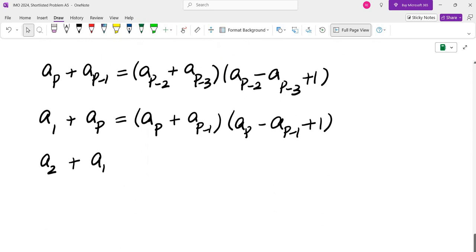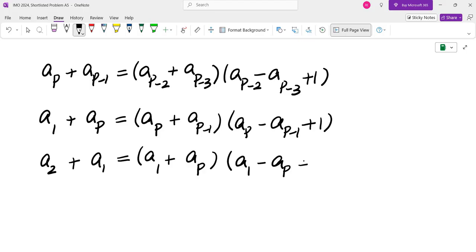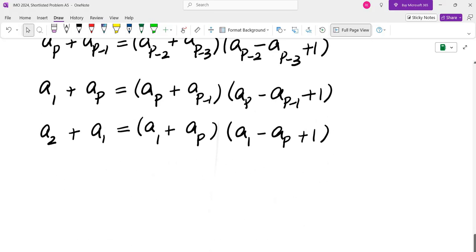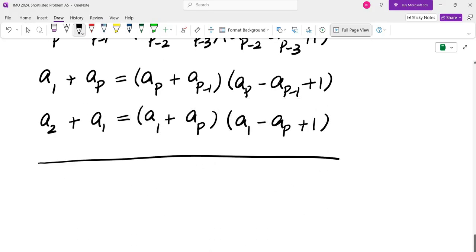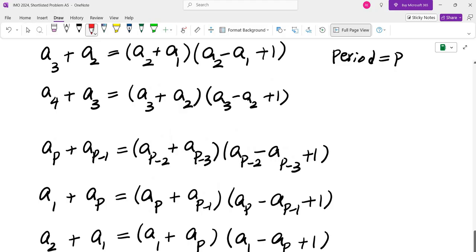I don't think I have that at the beginning. So we have all of these. This would be (a_1 + a_p)(a_1 - a_p + 1). So we have all of these. Now we're going to multiply them and divide by these common factors.